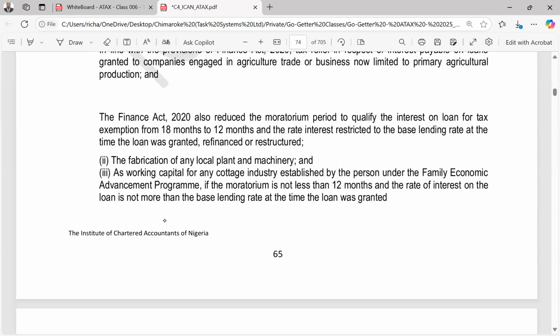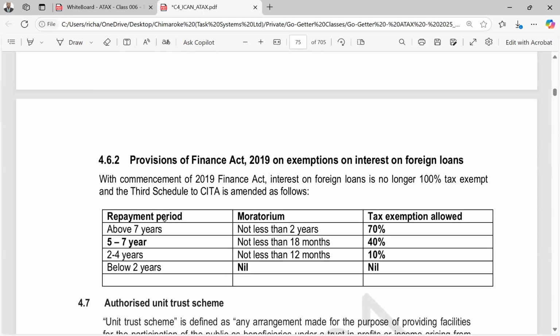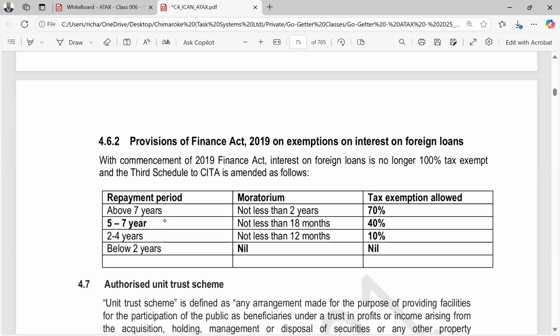Okay, so you read that. Now look at provisions of FA 2019: repayment period above 7 years, moratorium not less than 2 years, tax exemption allowed 70%. Between 5 to 7 years, moratorium not less than 18 months, 40%. Between 2 to 4 years, not less than 12 months, 10%. If the repayment period is below 2 years, there is no moratorium, there's no tax exemption.